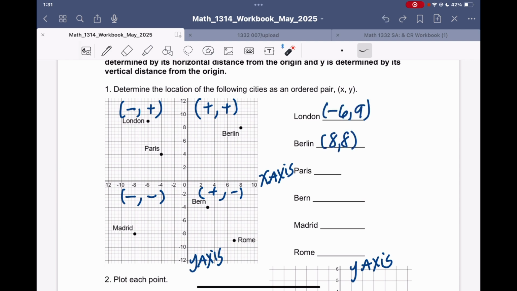The next point is going to be 8, 8. That's Berlin, so it's right here. Then it's going to be negative 4, 4 for Paris. 3, negative 4 for Bern. Madrid will be negative 8, 8. This one's a little bit confusing. You go negative 8 and then down negative 8, so negative x and negative y. And then in Rome, 7, negative 9.